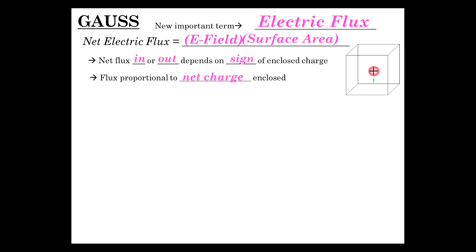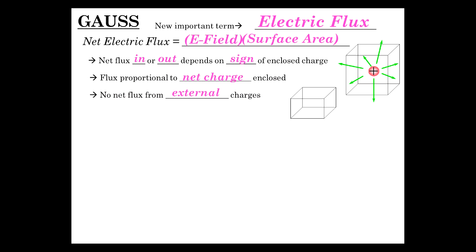Example, here we have a cube. Let's put a positive charge inside. It causes an E field to emanate out in all these different directions. And so we have a net flux piercing the surface that's going out of the surface. More flux is going out than is going in. In fact, there is none going in. So it's all going out.